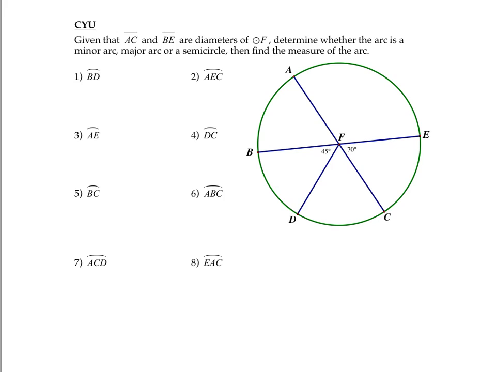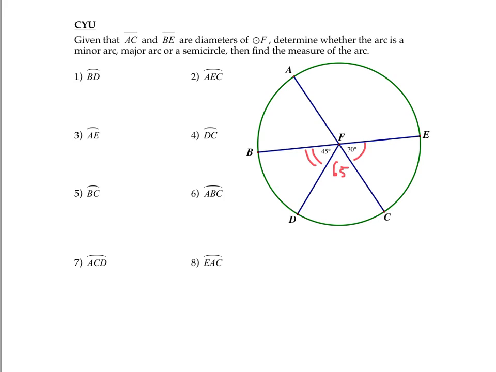Okay, so if we take a look, since BE is a diameter, we know that it divides the circle into two congruent parts. So I'm going to take 180 degrees and subtract these two central angles of 70 and 45 so that I can find this arc right here. So 180 minus 70 minus 45 leaves us with 65 degrees. Now, I'm just going to go ahead and find all these things first, and then we'll answer the questions.